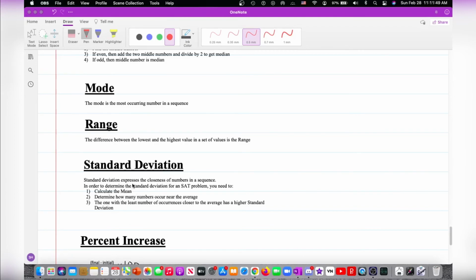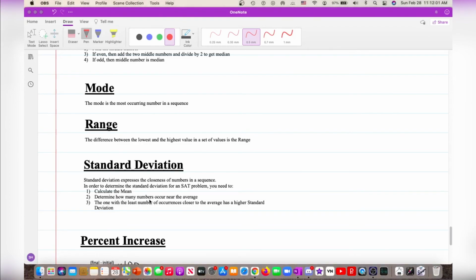Okay, so standard deviation pretty much expresses the closeness of the numbers in a sequence. In order to determine the standard deviation for a SAT problem, you need to calculate the mean first, then determine how many numbers in that set are occurring near the average, or the mean. So set A will be like 1, 2, 3, 4, 5, and set B will be like 2, 4, 6, 10, 15. The one with the least number of occurrences closer to the average has the higher standard deviation.